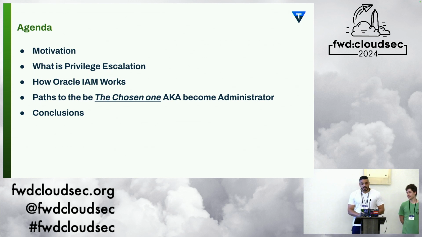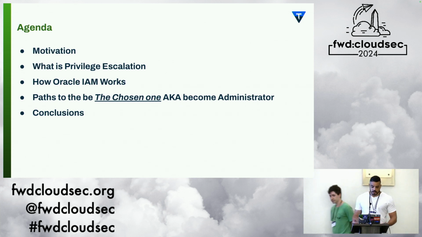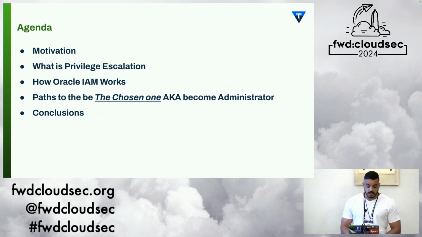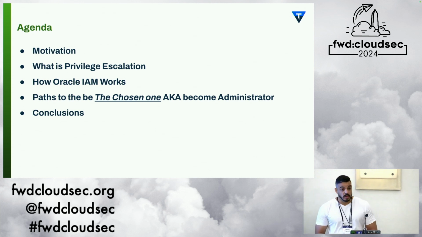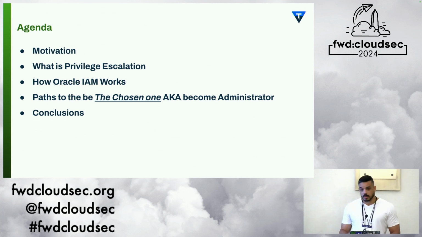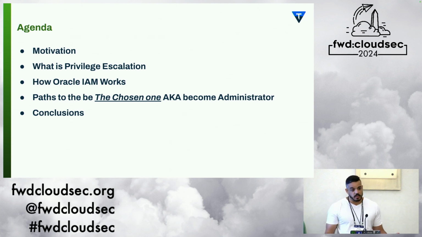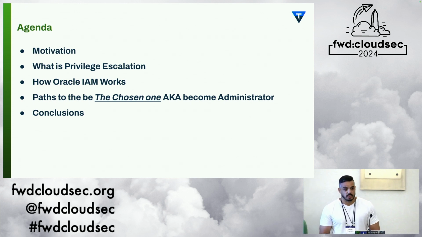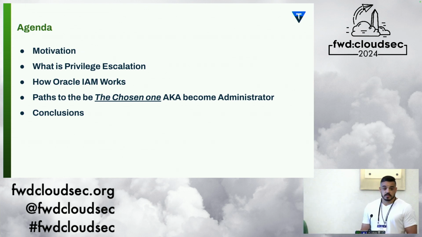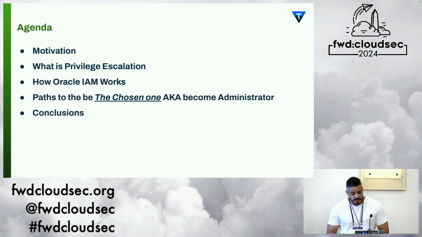So, our agenda for today: we are talking about our motivation, why we tried to research privilege escalation in Oracle, what exactly privilege escalation is, how the Oracle IAM works, and if you don't know anything about Oracle, just take this 101 and perhaps in a week or so you'll be able to get a security expert in Oracle certification. It's kind of basics. You only have to learn about other security features, security products they have inside their own cloud, but it's going to be easy for you guys. And we're also going to talk about the paths to be the chosen one, AKA to become the administrator, and some conclusions at the end.